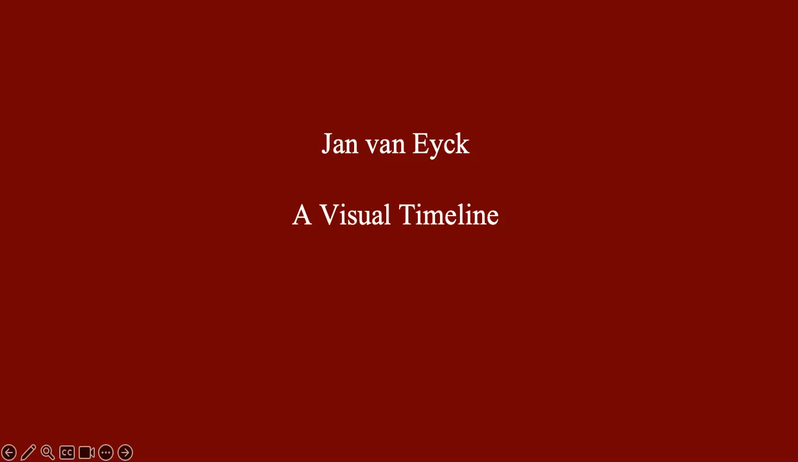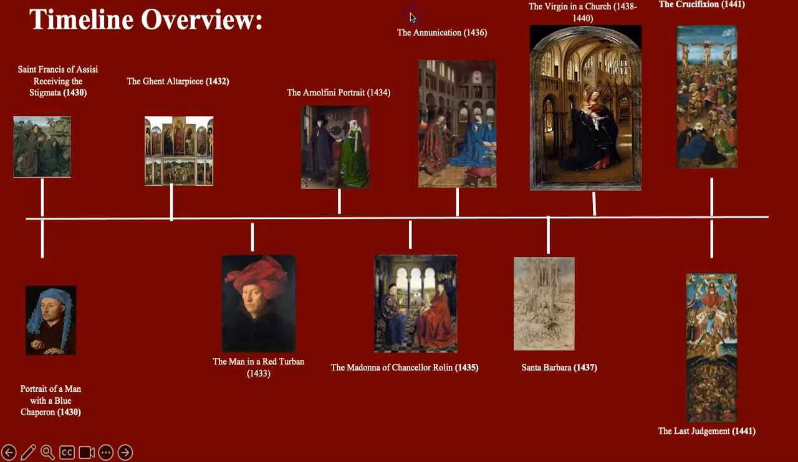My artist was Jan van Eyck, and this is a visual timeline that goes through his paintings in chronological order throughout the years. Here you can see a timeline overview. It gives us detail on what we're about to go over. It has several different pieces of his artwork, and it starts from 1430 and goes to 1441.